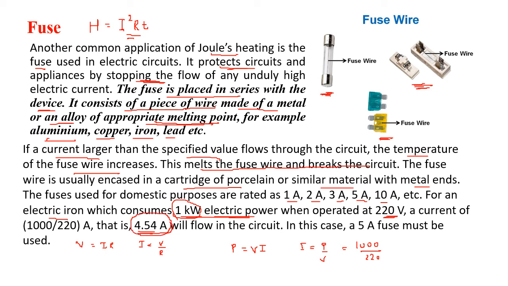So you will need a fuse of 5 ampere, because less than this will burn very easily. So a 5 ampere fuse is used for the electric iron. You cannot use a 1 ampere or 2 ampere or 3 ampere, because it will burn and the iron will never work. So for the electric iron you have to use the 5 ampere fuse. So the fuse that you use will depend upon the instrument.